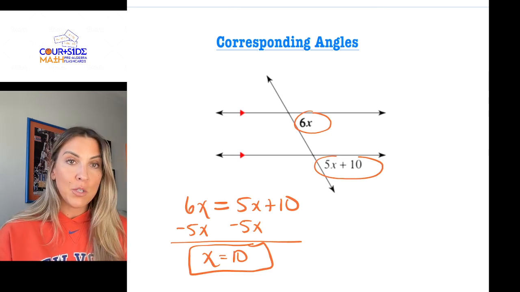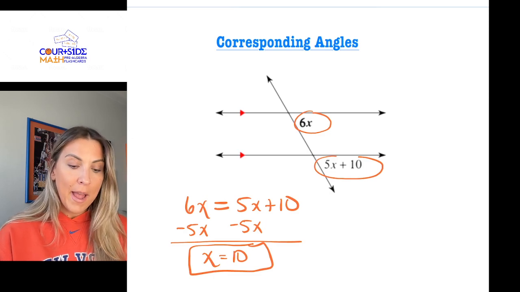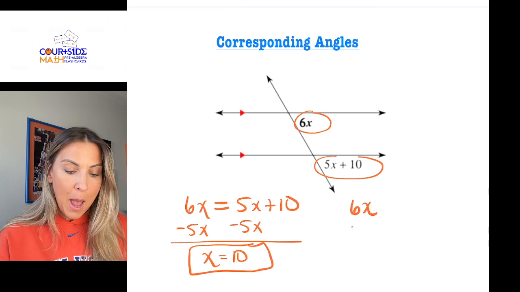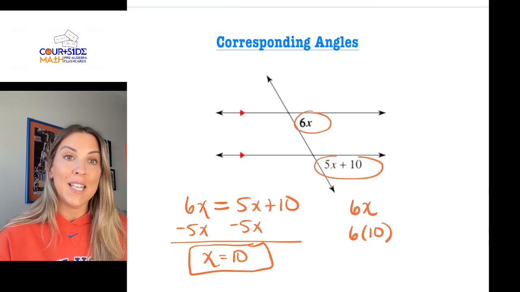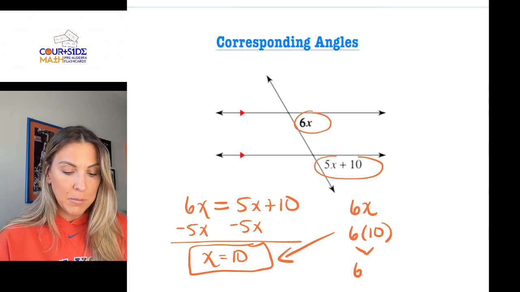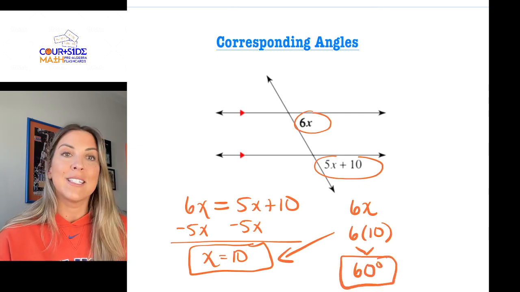But if I want to find the measurement of the angle, now I have to go back into my problem, and because I know the angle measurement is equivalent to 6x, I'm going to replace that x with 10, because that was my value of x, and I'm going to go ahead and just multiply and find out that that angle is 60 degrees.